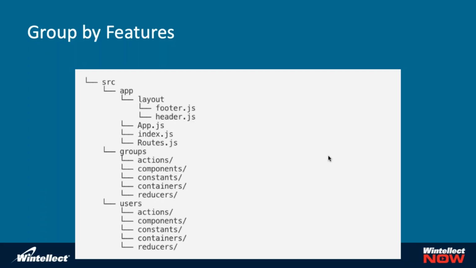So these days, people are looking at other ways to do things. One of them is to group by features. In this application here, we have a folder for groups and a folder for users. And each of those has its own actions, components, constants, containers, and reducers. So we're separating by the features of the application rather than just strictly by components and containers.